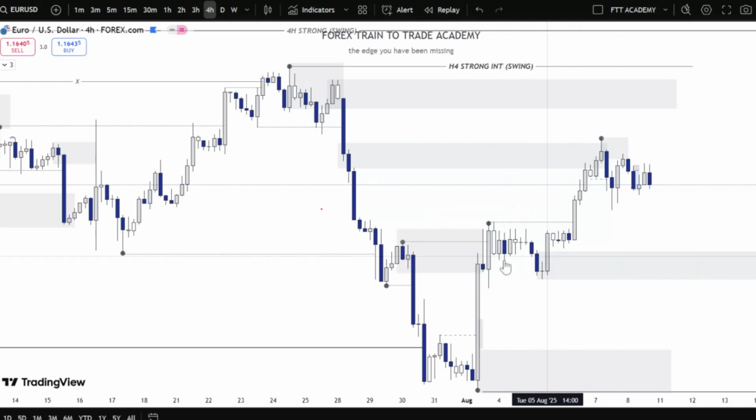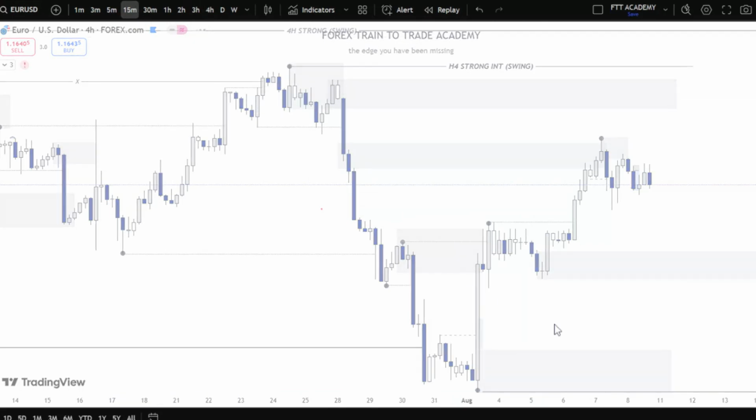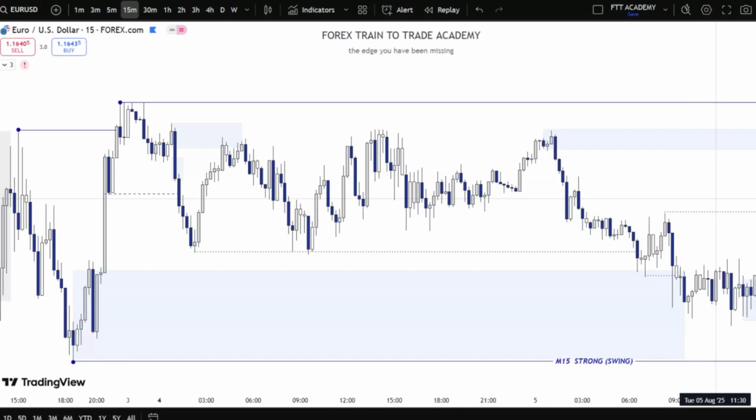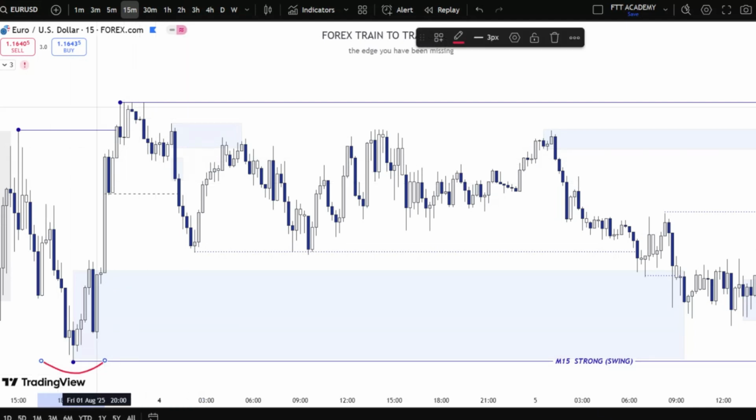What happened here on Monday? That's what we're explaining. So when I came to my 15 minute that day, this was what I saw. I actually saw that the candle that closed on the 4 hour is now a break of structure here. That candle that closed on the 4 hour above this level has given a swing break of structure here. And this was now my strong swing, while this was now my weak swing.